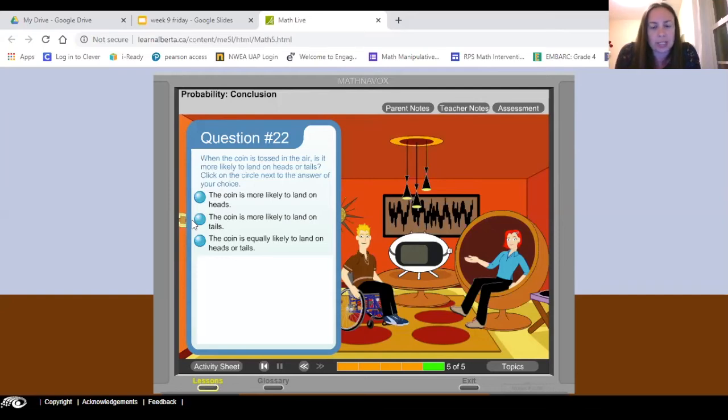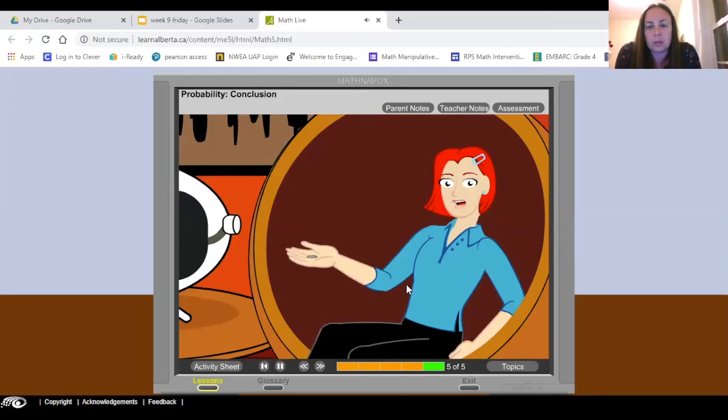A coin only has 2 sides. It has a heads or a tails. So it is equally likely because they have the same number of sides. Just for fun, let's toss the coin. You can guess which side it will land on.